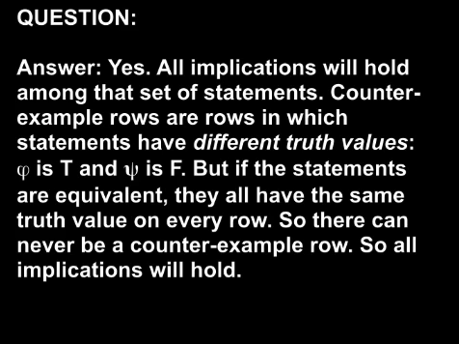But notice if the statements are equivalent, then they are all going to have the same truth value on every row. That's what equivalent means. There's no row in which the truth values are different. So if there's no row where the truth values are different, there isn't going to be any row that's a counterexample. So you'll never find a counterexample row, no matter which implication question you ask. And so because there's no counterexample row, the implications are always going to hold.